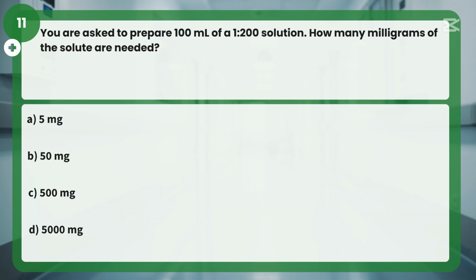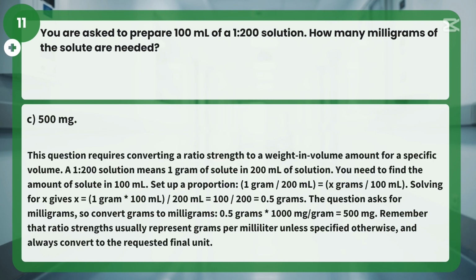Question 11. You are asked to prepare 100 milliliters of a 1:200 solution. How many milligrams of the solute are needed? A. 5 milligrams. B. 50 milligrams. C. 500 milligrams. D. 5,000 milligrams.